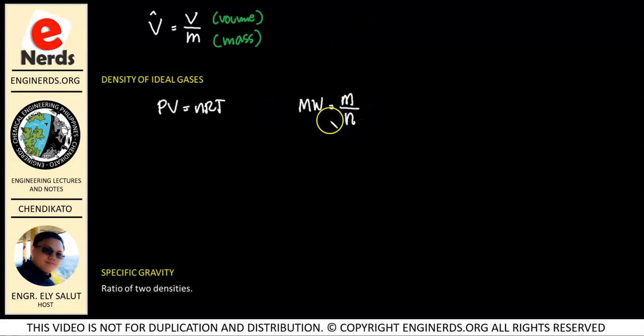Okay? So, kung makikita natin, we can express the number of moles in terms of mass. Then, we can substitute that here. So, therefore, our number of moles is equal to mass over its molecular weight. Okay, so substitute natin itong n dito sa ating ideal gas equation. So, we have PV is equal to, convert natin itong n to mass over molecular weight times RT.